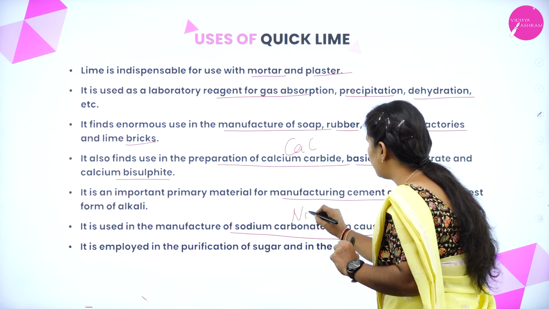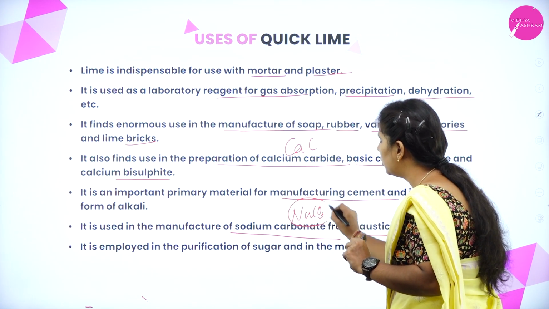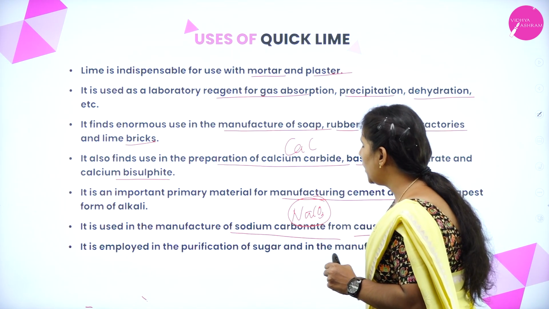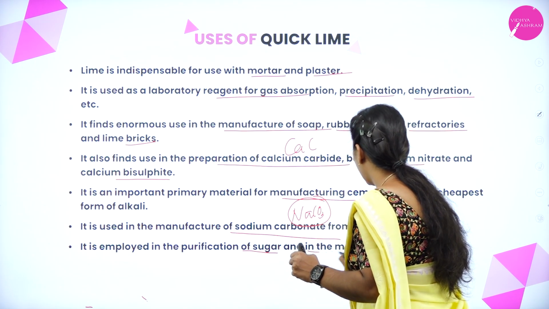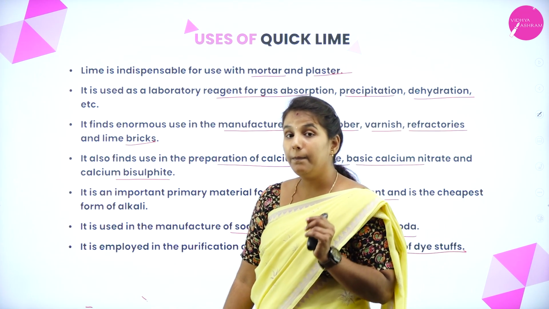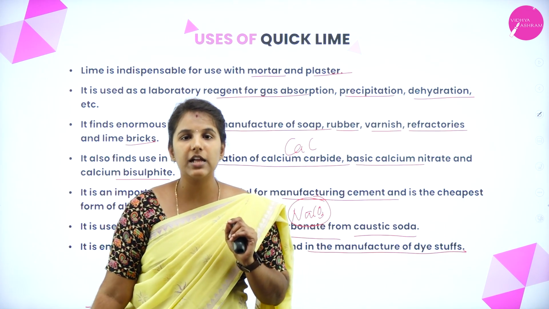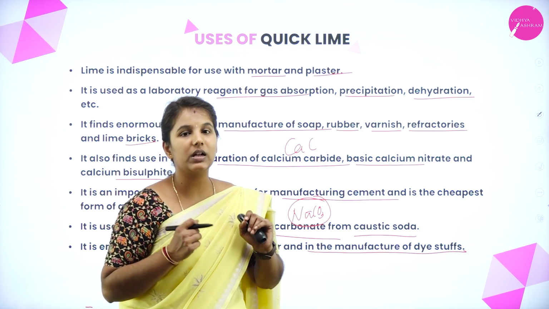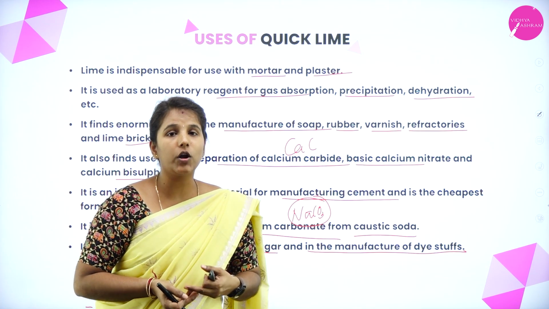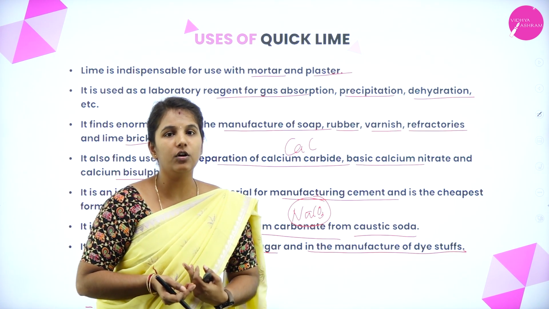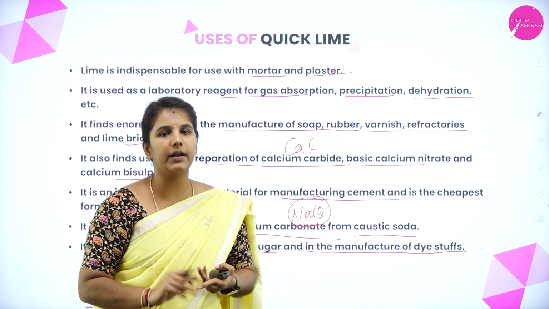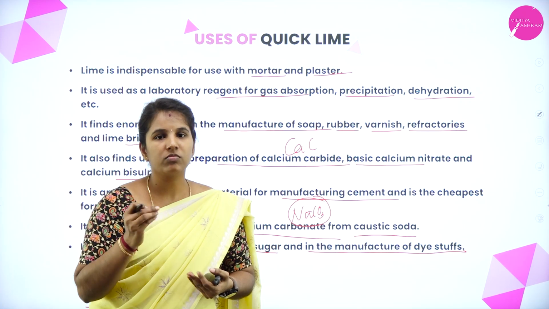In the preparation of sodium carbonate also, we use this calcium oxide, and it is employed in purification of sugar and in manufacturing of dye stuff. So these are the main uses of calcium oxide, which is nothing but quicklime. In your examination, any one of the important compounds of calcium will be given to you. So you must know the preparation with the physical property, chemical property along with 2 to 3 uses.